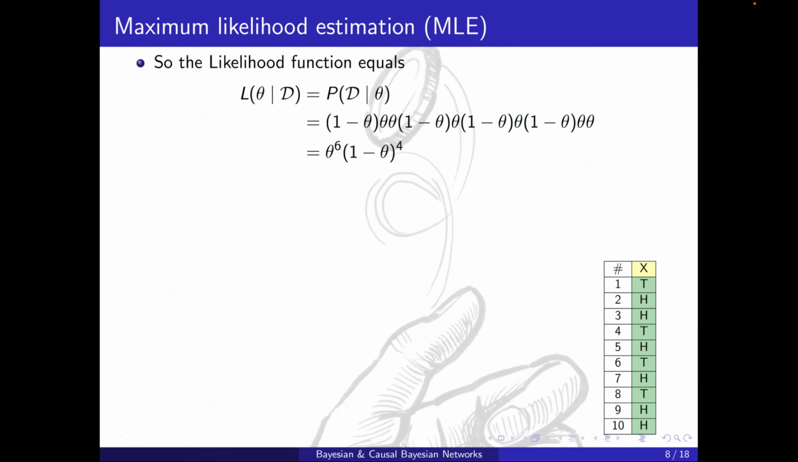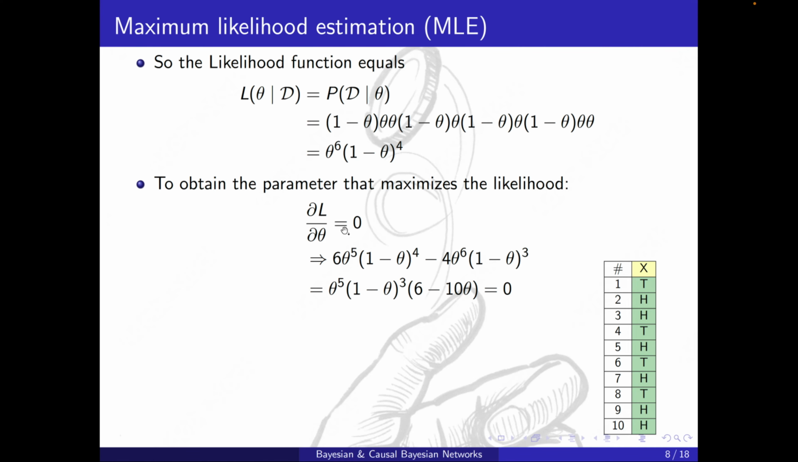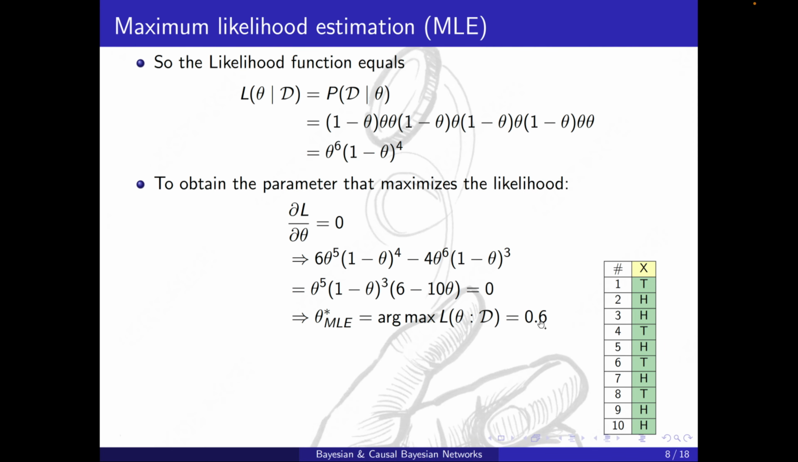I want to find the maximum likelihood, the parameter theta that maximizes this. So I just need to calculate the derivative and let it equal to 0, which I did here, and that results in 0.6. So theta, the maximum likelihood estimate, equals 0.6. Our best guess for probability of having head, which was our parameter theta, that is 0.6. Okay?